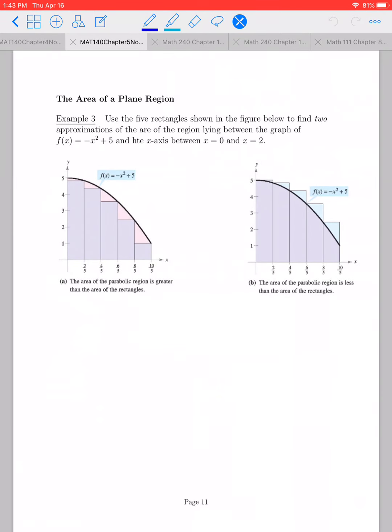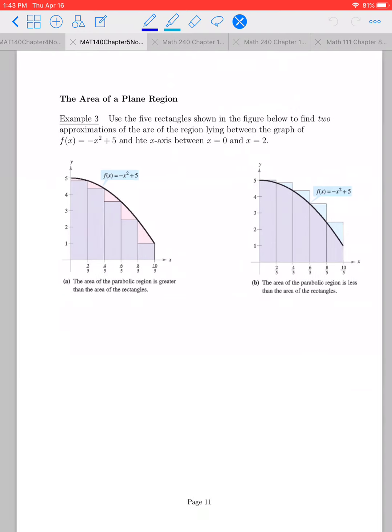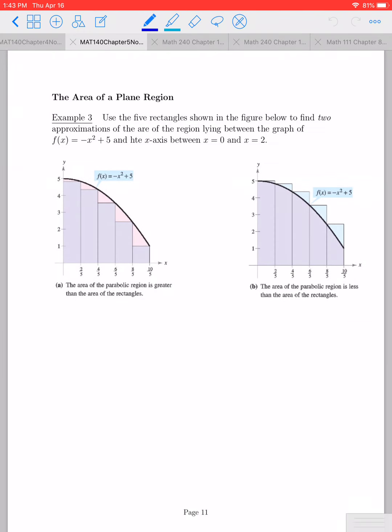For example, let's suppose we wanted to find the area under the curve negative x squared plus 5 between 0 and 2. If you look at the overall shape of this region, this isn't a basic geometric shape that you would have known from anything previously. It's not a nice polygon, it's not a circle, it's not a square. We don't have a formula for the area of such a shape.